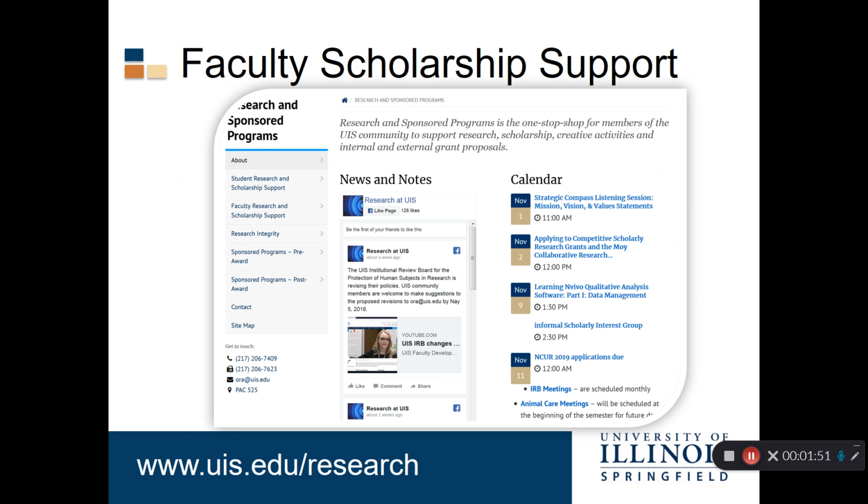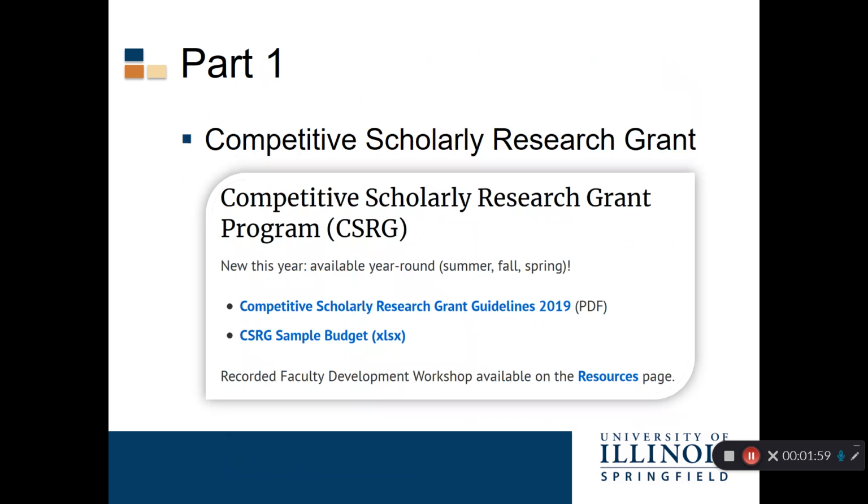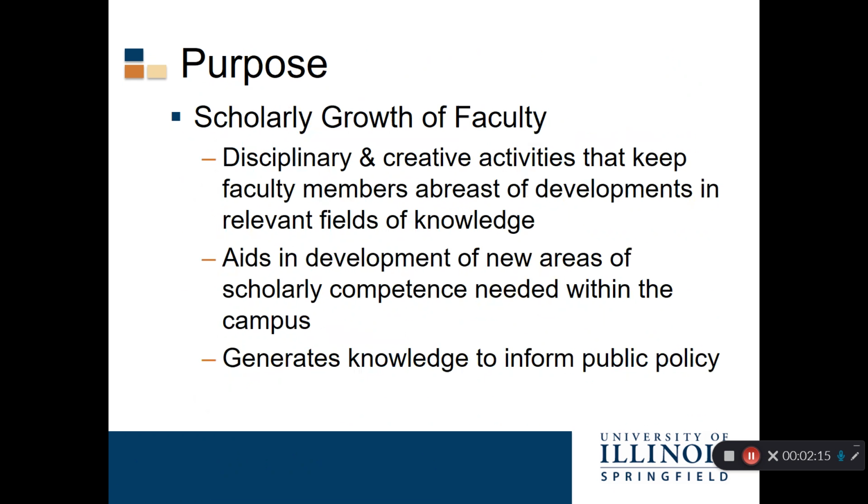This is the website I just showed you. The faculty research and scholarship support tab is the one you're interested in for today. The Competitive Scholarly Research Grant Program has the guidelines and sample budget. And the workshop that we're doing right now will be on this resources page.